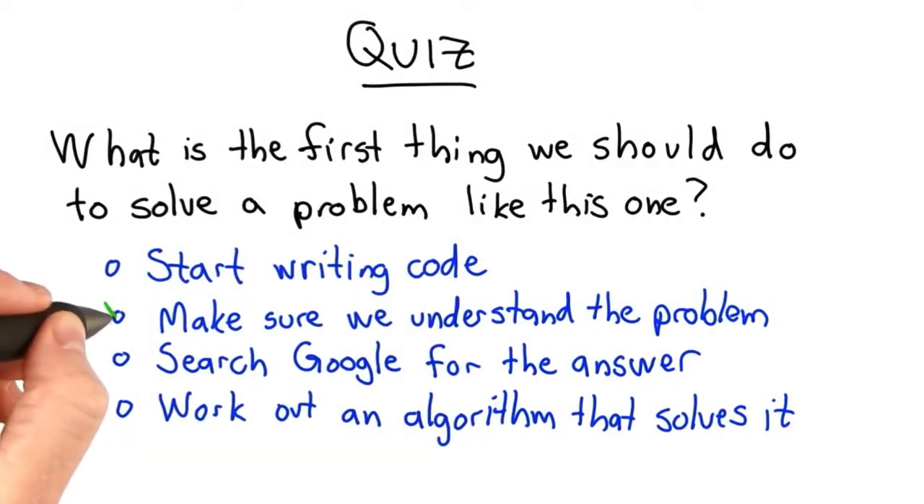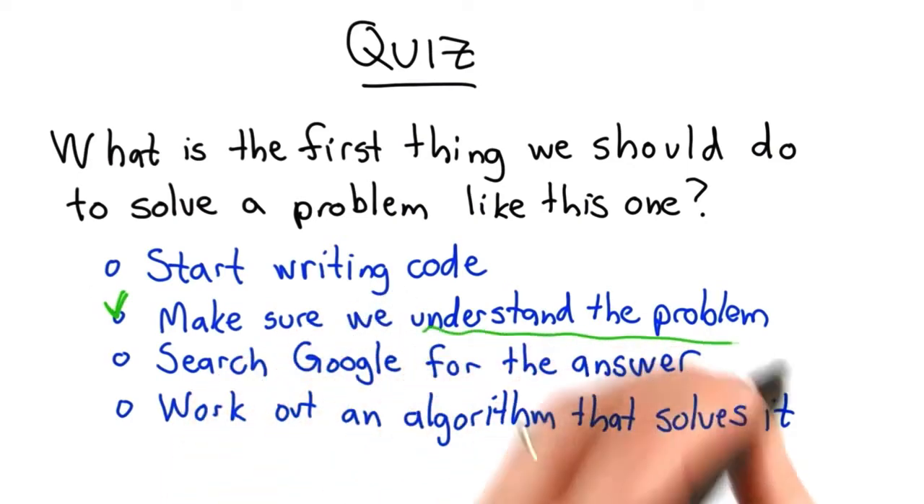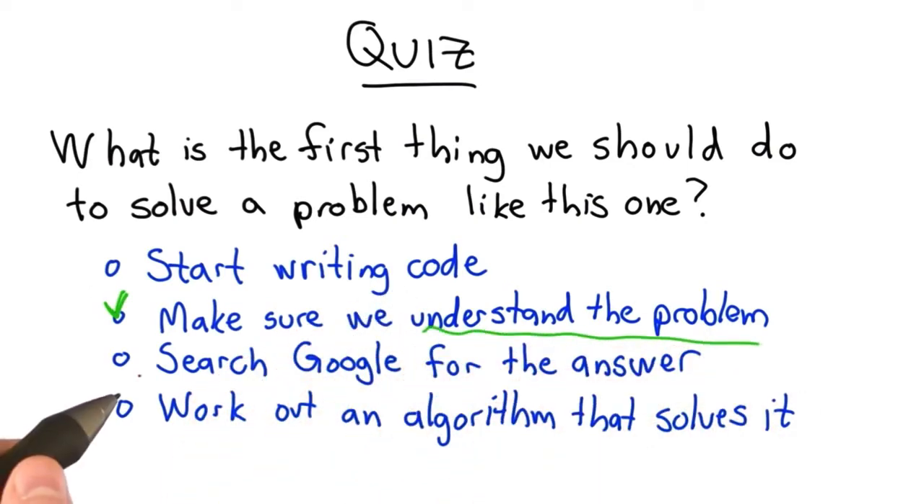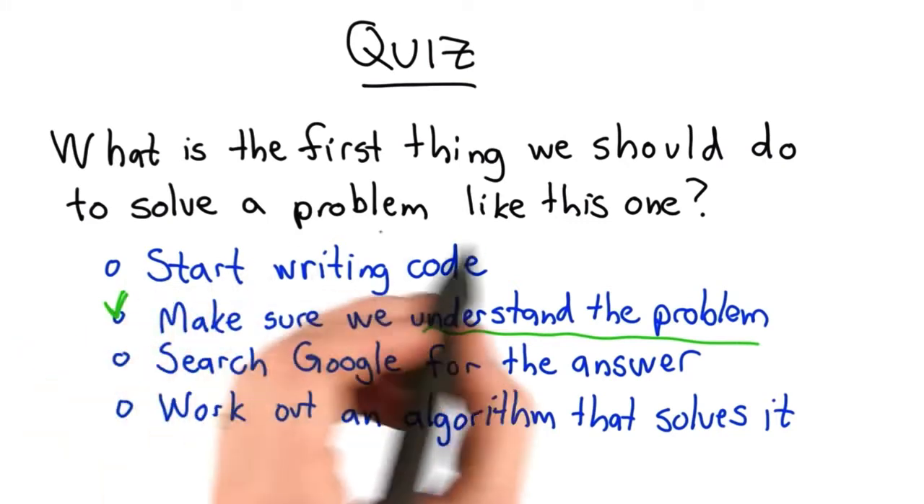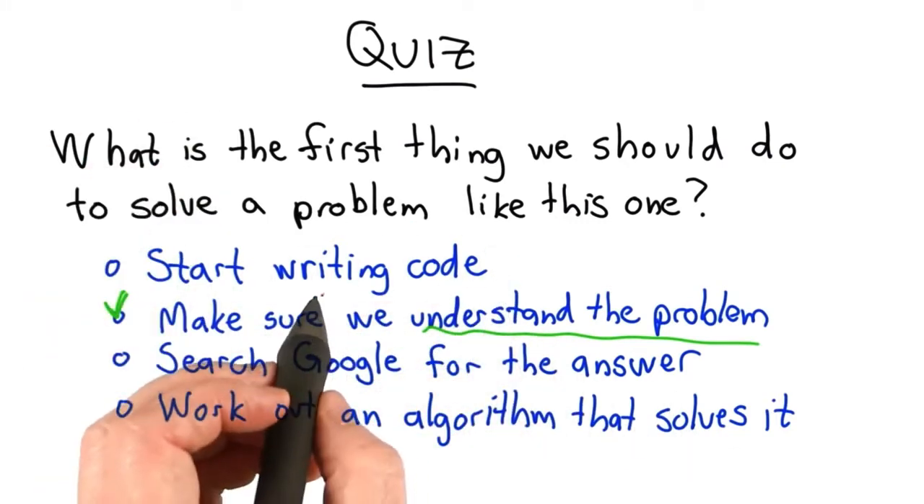So I think the best answer is the second choice, that we should make really sure that we understand the problem before we progress on trying to solve it. I'll talk next about what it means to understand a problem and how to do that. But let me go through the other answers before. It's often tempting to start writing code too early. Writing code is fun, and that's what we like to do as programmers and computer scientists.